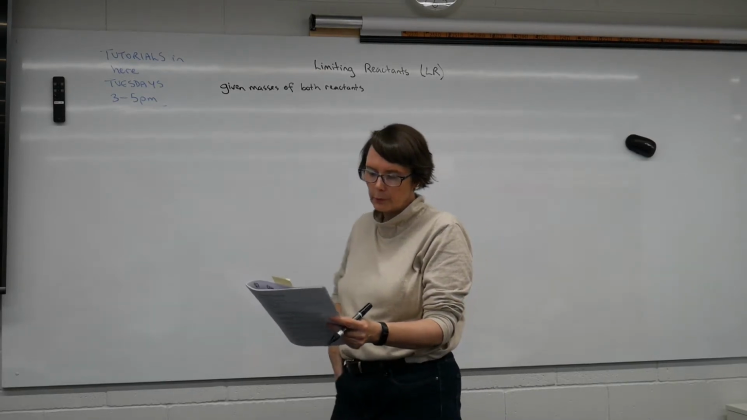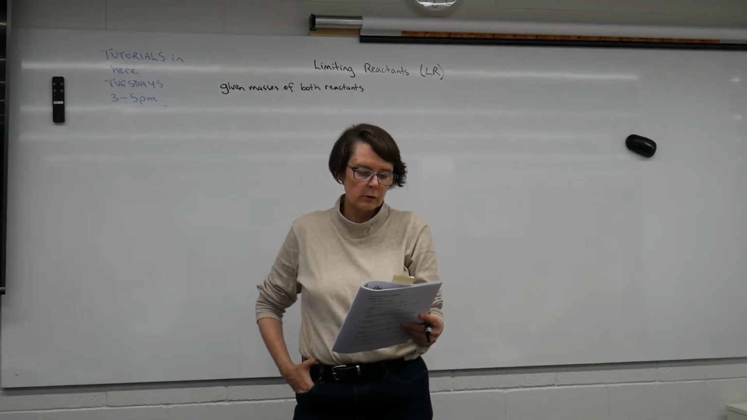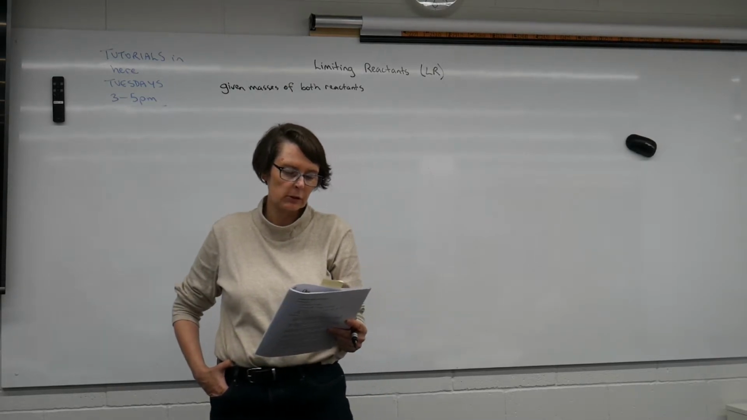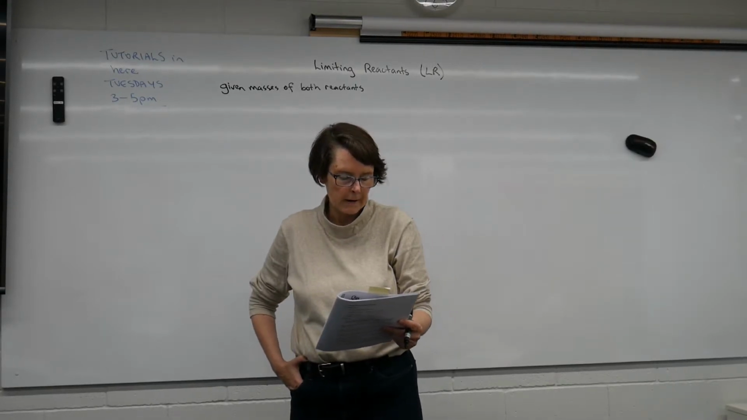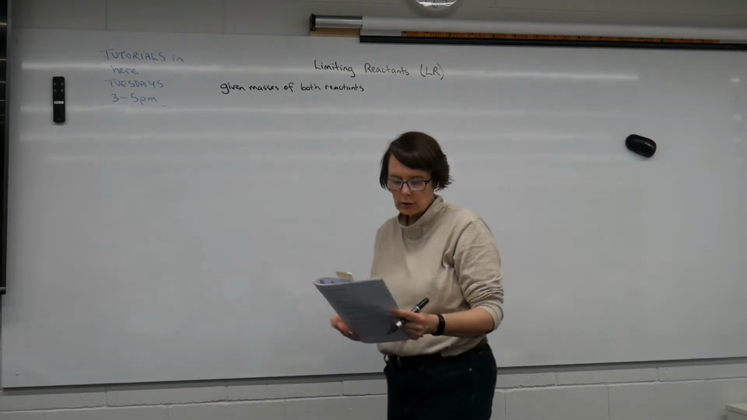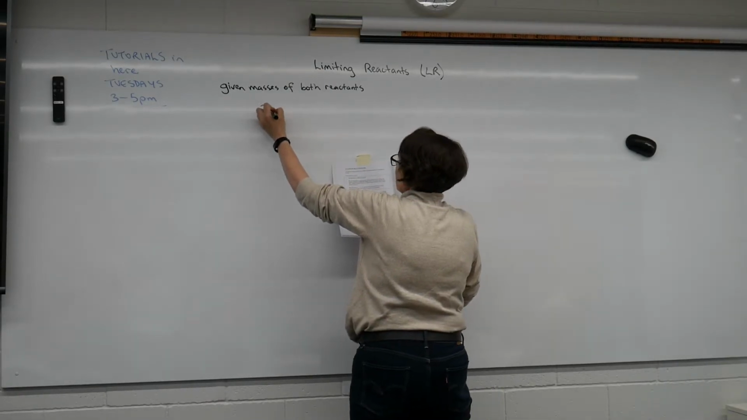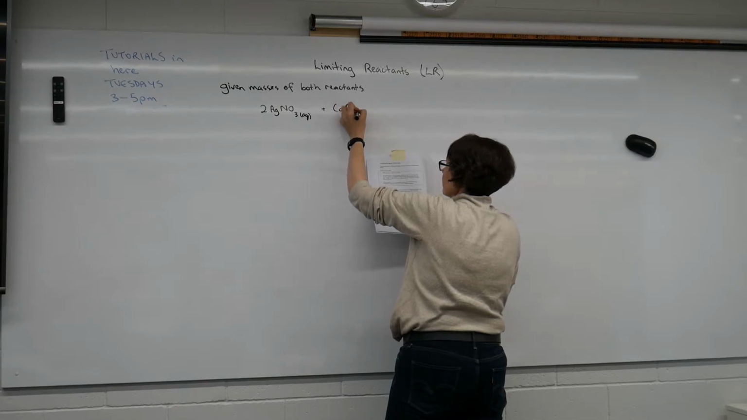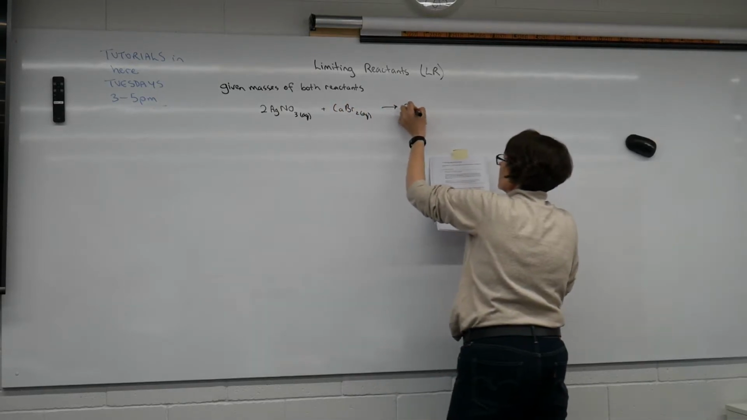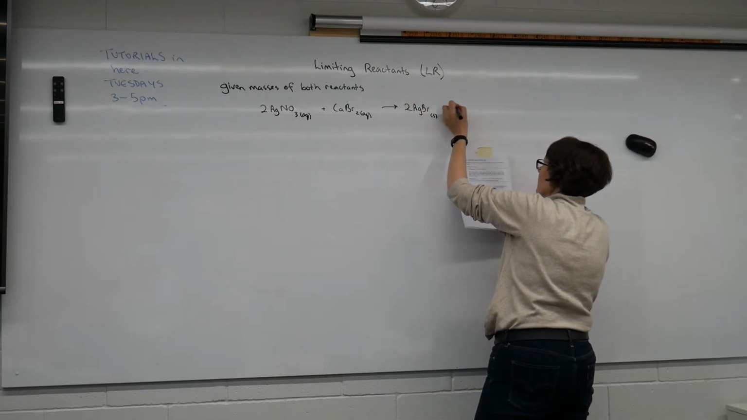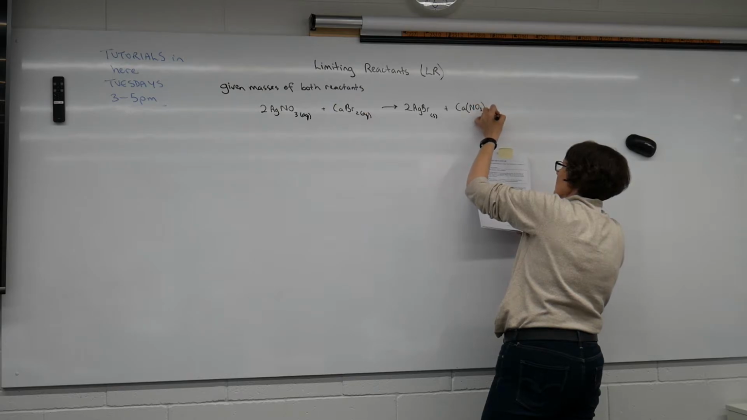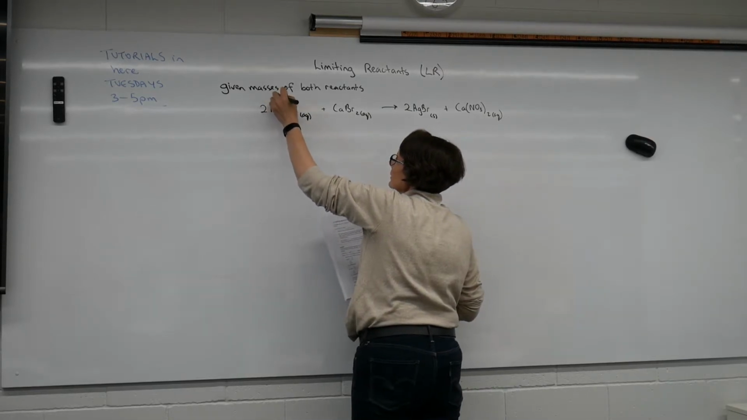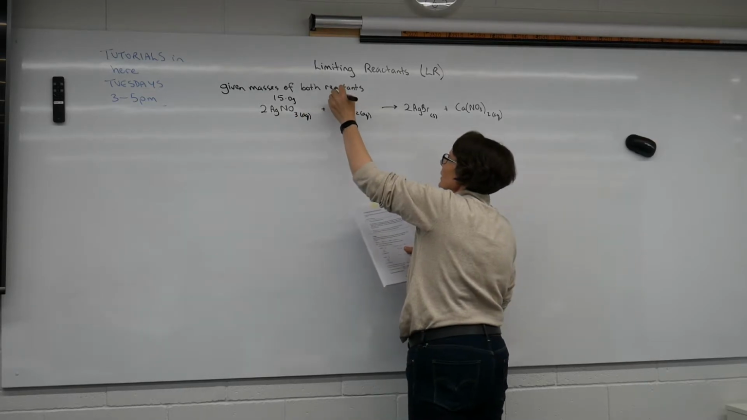So if we look at the example, it's asked us to calculate the mass of silver bromide that can be formed if a solution containing 15 grams of silver nitrate is allowed to react with a solution containing 10 grams of calcium bromide. Okay, I know it's limiting reactant because I've got two masses. I also need my balanced equation. So I had 15 grams of silver nitrate and I had 10 grams of calcium bromide.